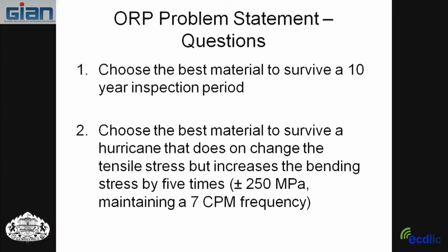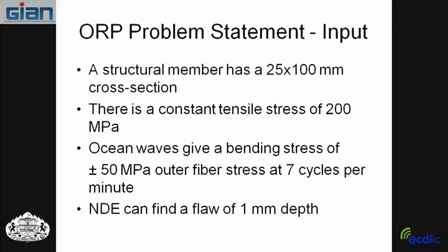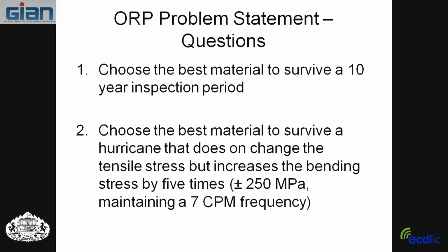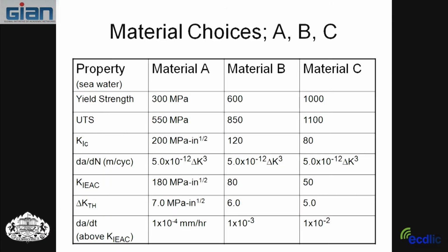The question is, pick the best material to survive 10 years of inspection at normal stress, this particular stress situation. Then pick the best material to survive a hurricane that does not change the tensile stress, still 200, but then the wave stress, the bending, is plus or minus 250, still at the same frequency. It is difficult for this.